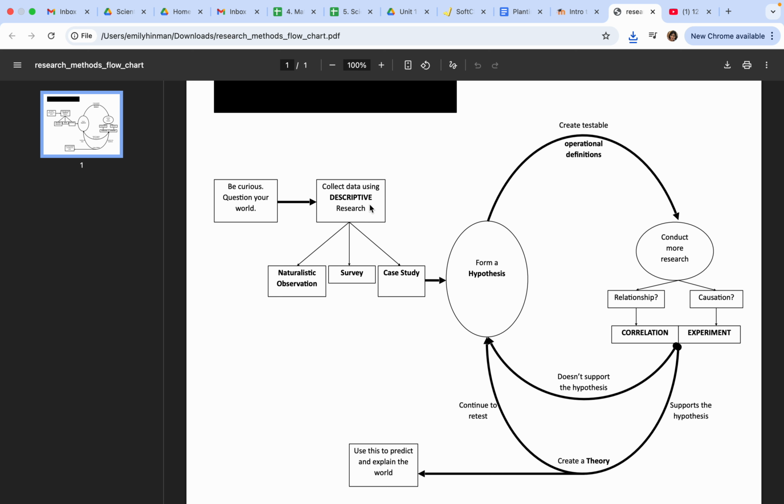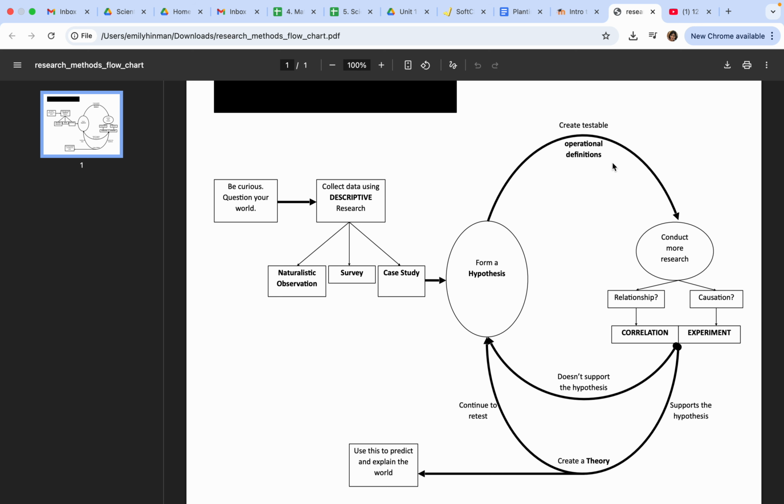You're going to see that we always start by being curious. We have some sort of question, and we are then going to describe what we see. We might do this with an observation, which you're going to learn how to do this week. Or maybe you take a survey, so you ask some people some questions. And a case study would be where you look at somebody who's different in some way. You're going to see some really cool case studies this week. And this descriptive research helps you make a hypothesis, an informed guess about your question.